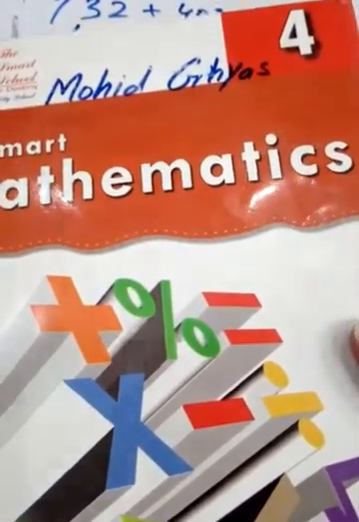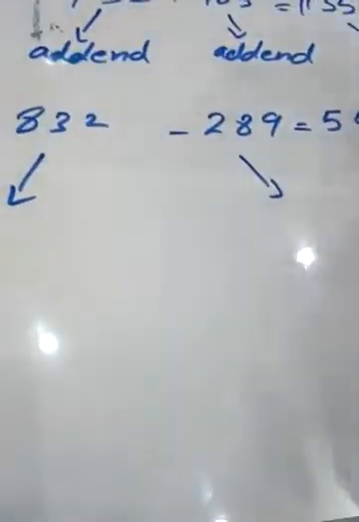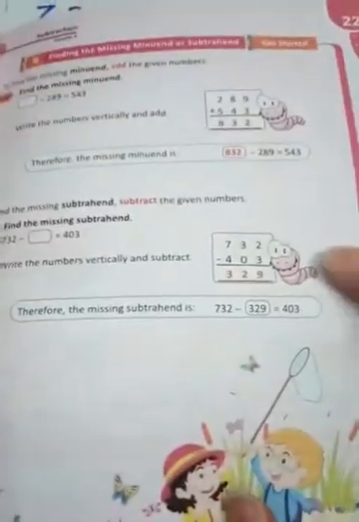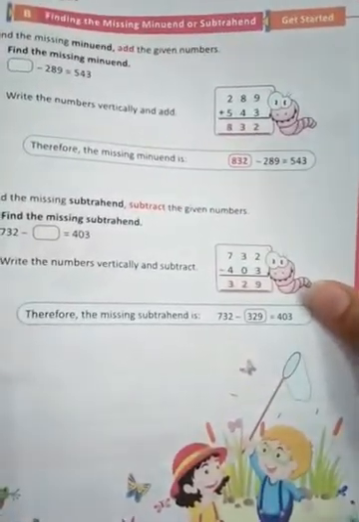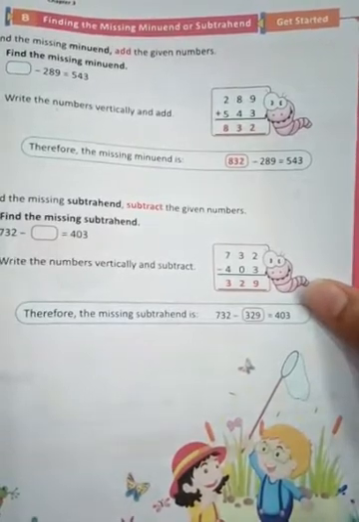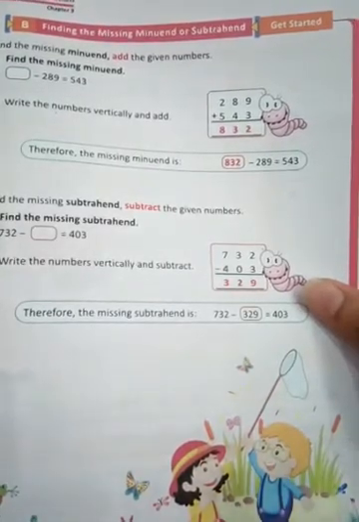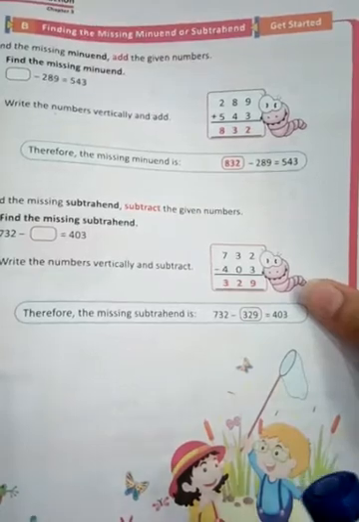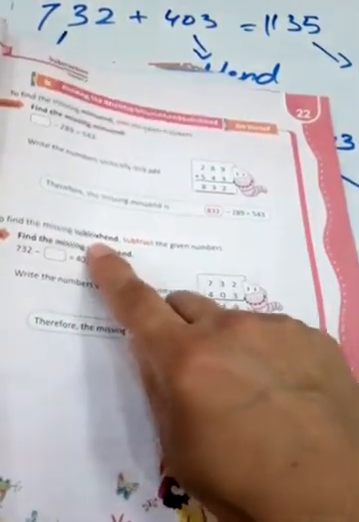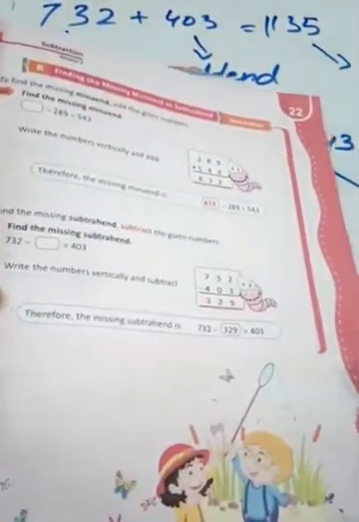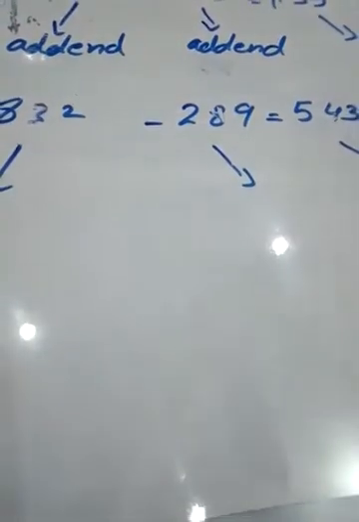Our next topic is about subtraction, which is from chapter number 3. It is on page number 22. On page number 22, we have to understand how to find the missing minuend and subtrahend. So what is minuend and subtrahend? First we are going to understand what is minuend and what is subtrahend. Then I'm going to explain how we solve it. Just look here at the board.